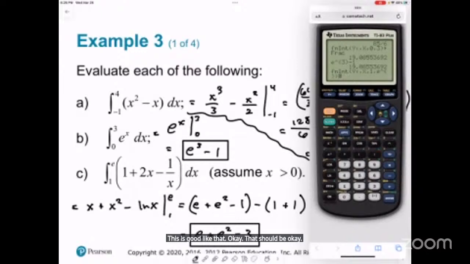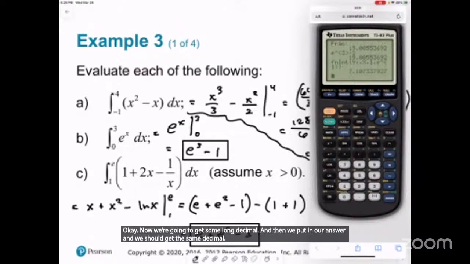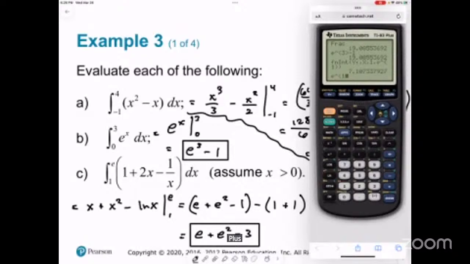Actually, let me insert a 1 here. Okay, now we're going to get some long decimal. And then we put in our answer, e plus e squared minus 3, and we should get the same decimal. Right, we got it. Okay.